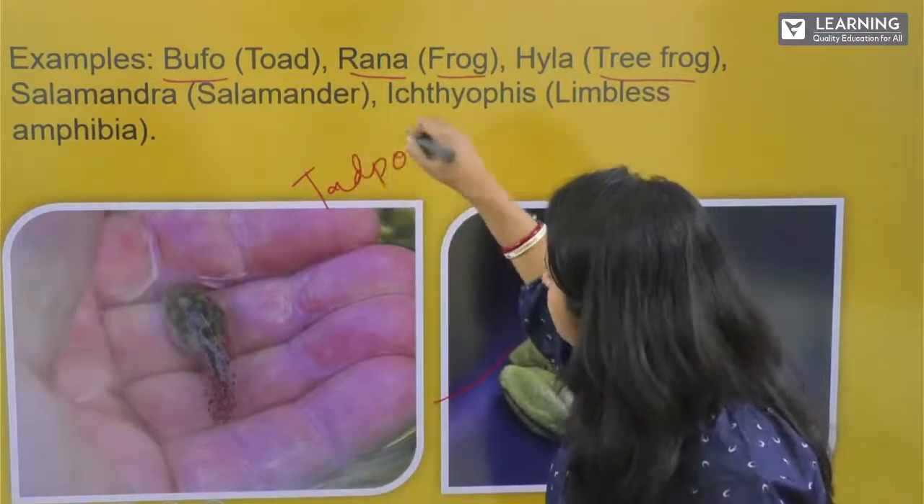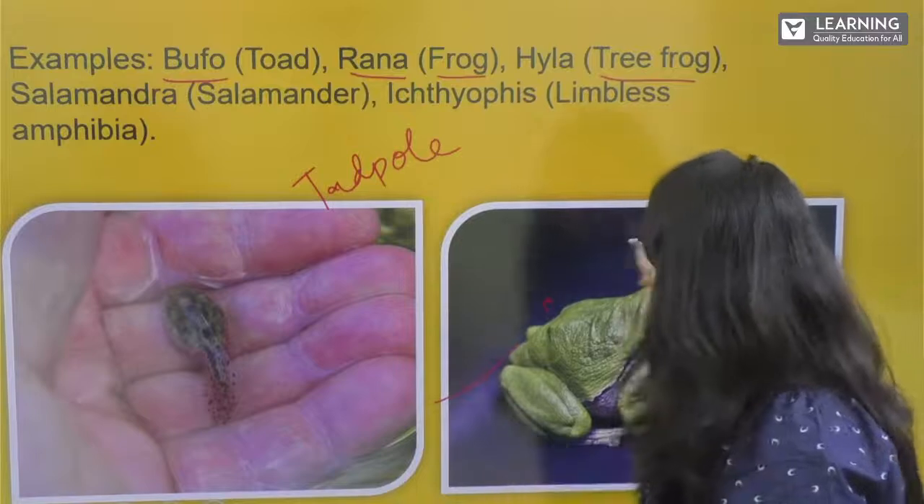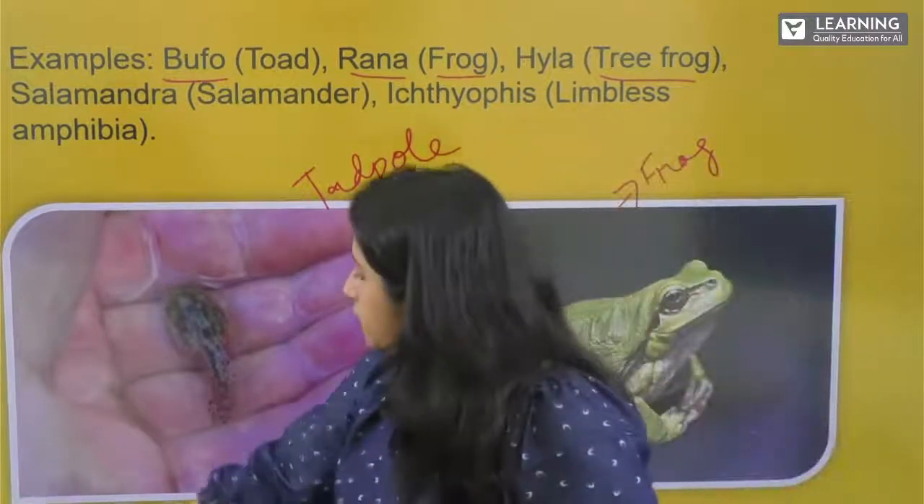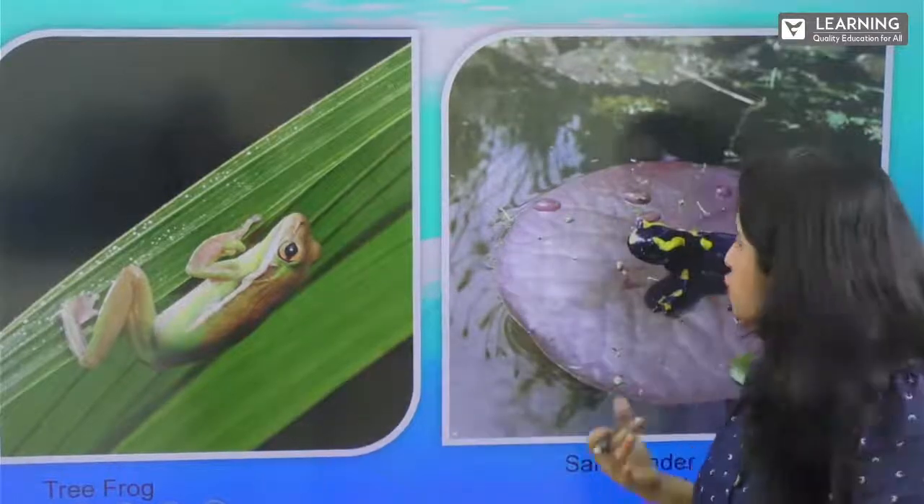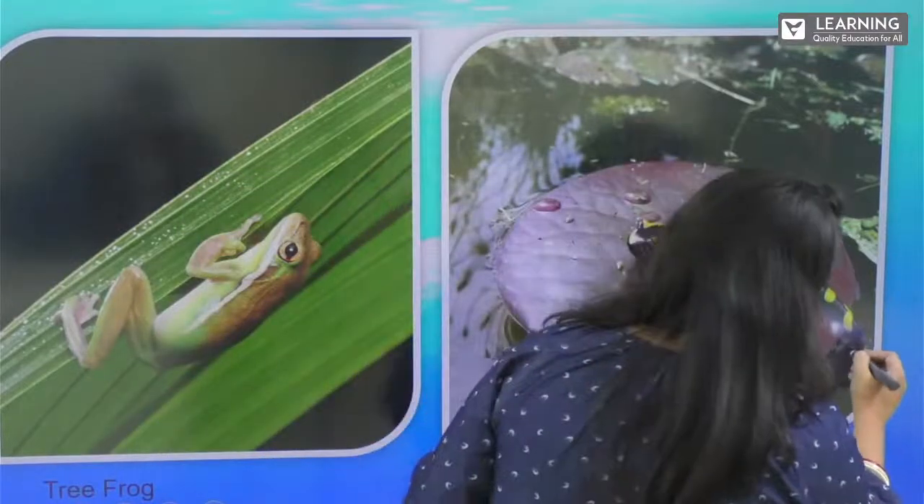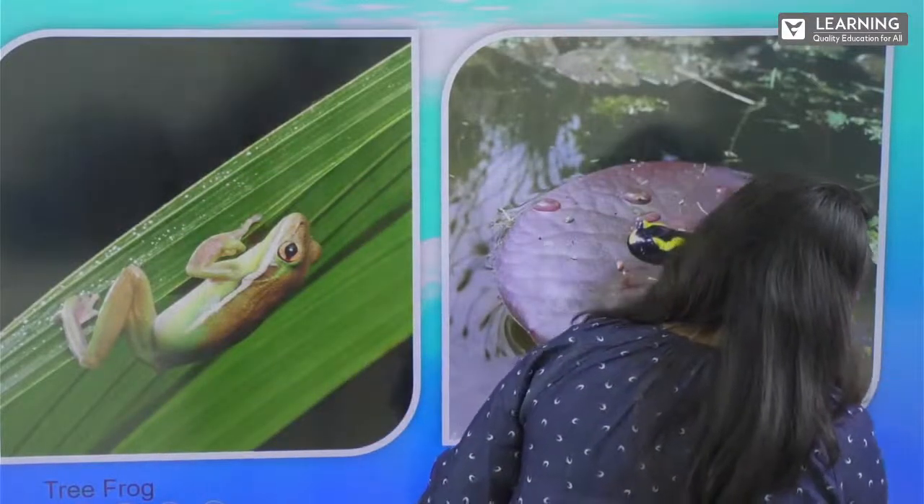So this is the tadpole, right? This is your frog, that is Rana. Then this is the tree frog, you can see. This is the tree frog. It lives by hanging onto the leaves of the trees. This is your salamander. So it has a tail, as you can see. This is the salamander.